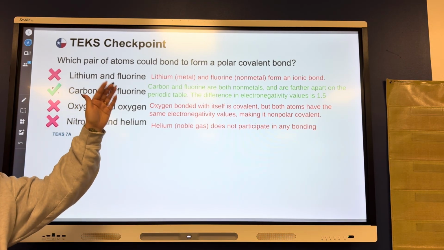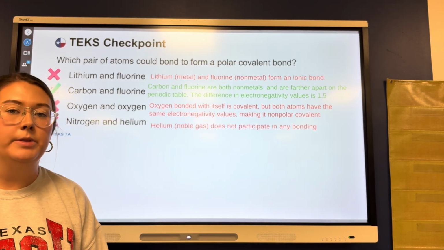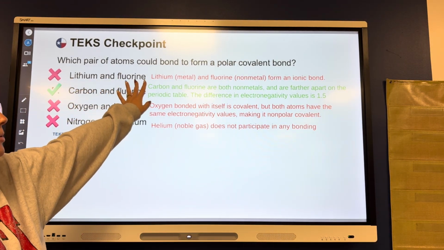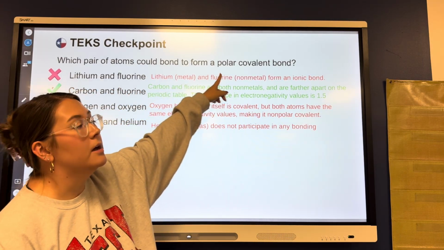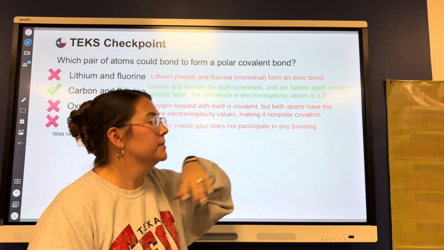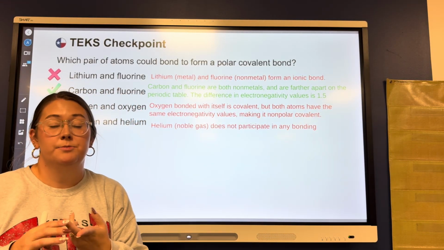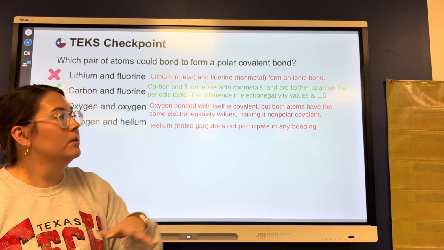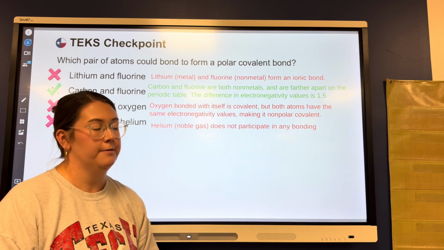Okay, so if you're following along in the Lumio, in another tab, you can see the explanations here. Lithium and fluorine would not be polar covalent. They are very polar, but because this is a metal and nonmetal, they form an ionic bond. Carbon and fluorine are both nonmetals, which makes it covalent, and they're farther apart on the periodic table. If you look at the electronegativity values, the difference would be 1.5.